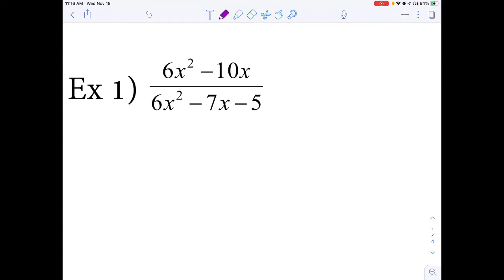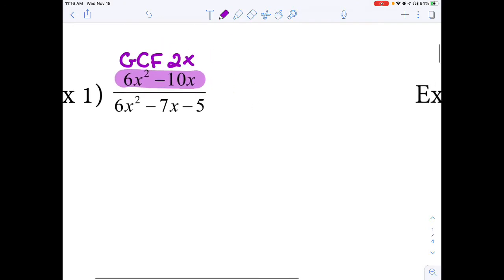So if I look at these two items and I look for a GCF, I am definitely going to see a GCF of 2 and x. So I'm going to factor this top by taking out a 2 and an x. So 6x squared divided by 2x is going to make 3x. And minus 10x divided by 2x is going to make a minus 5. That just comes from old school factoring.